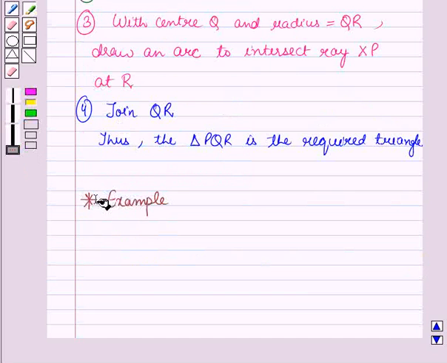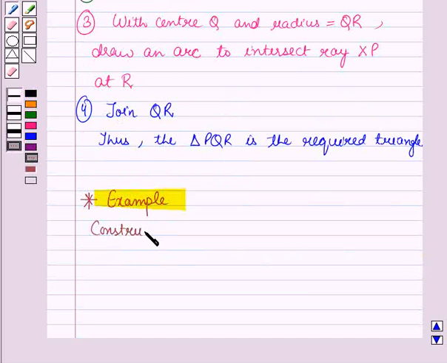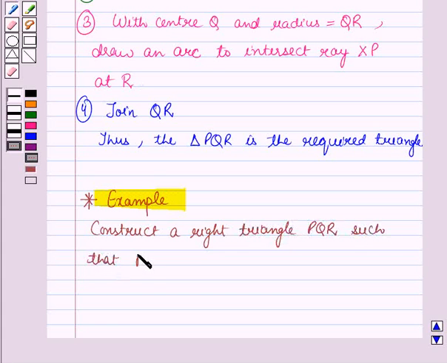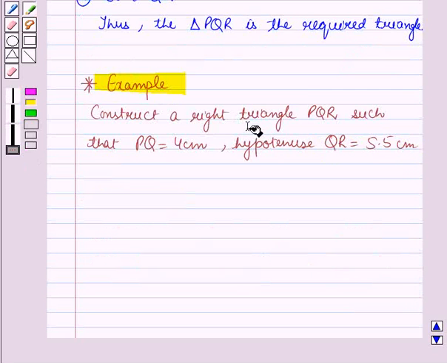Now let us see an example for this. In this, we have to construct a right triangle PQR such that PQ is equal to 4 centimeters and the hypotenuse QR is equal to 5.5 centimeters. So in this example, we have to construct a right triangle PQR in which its one side and hypotenuse are given.